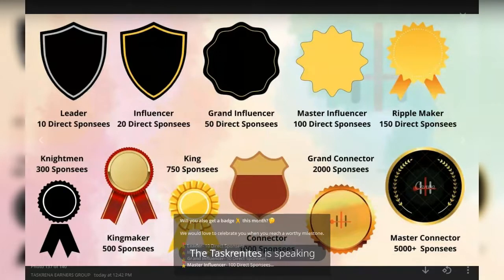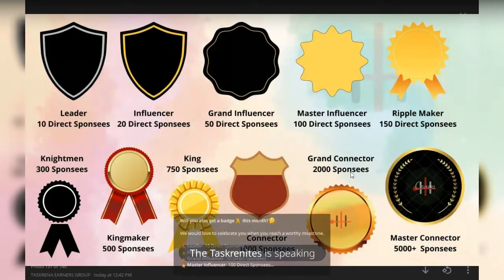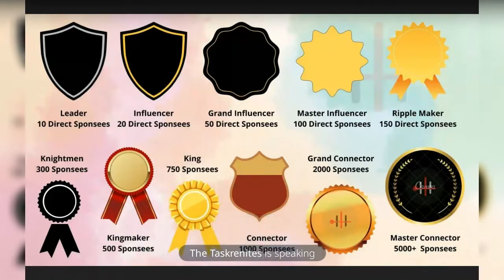Then when you have 1,000, oh, that is the main thing. You become a connector. That is, you have at least 150 people directly under you and about 850 who are not directly under you. You become a connector. When you have about 2,000 people, 150 directly under you, and the rest may not be under you, they may be in your level 2 or level 3, you become a grand connector.